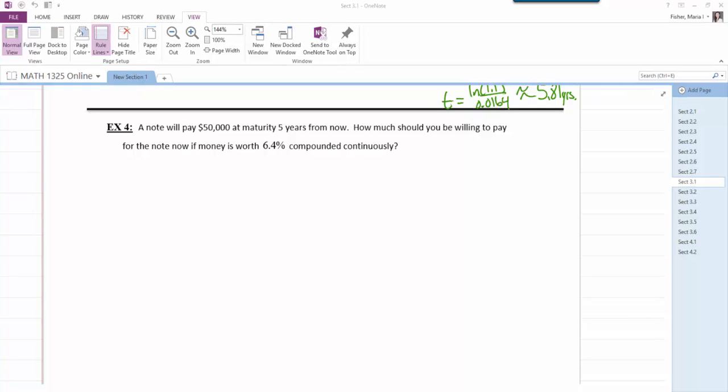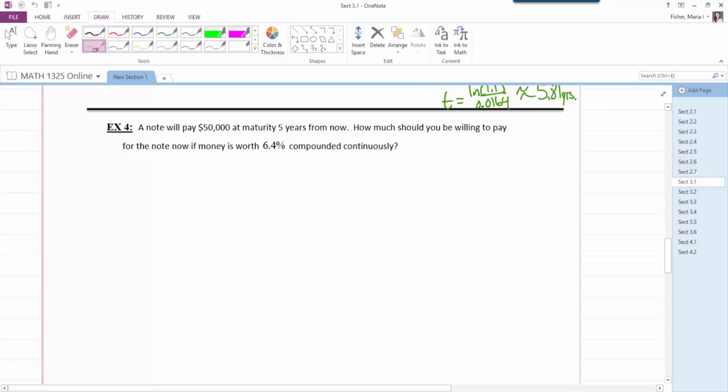Example 4 says a note will pay $50,000 at maturity 5 years from now. How much should you be willing to pay for the note now if the money is worth 6.4% compounded continuously? So, again, we are compounded continuously, so we know we're going to use the formula A is equal to P E raised to the RT. So it says a note will pay $50,000 at maturity, so that means that A is equal to $50,000. 5 years from now means that T is equal to 5.